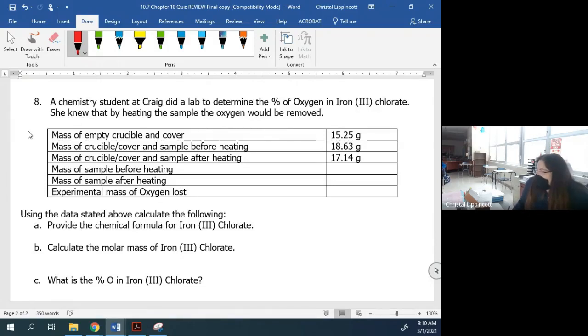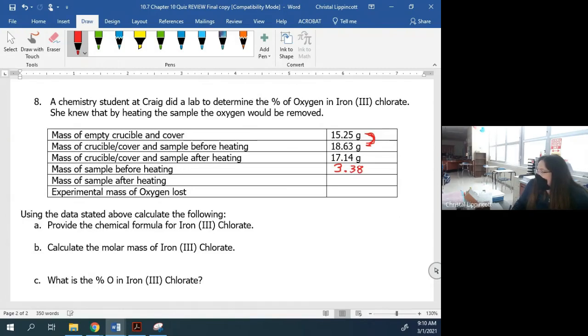We're determining the percent oxygen in iron 3 chlorate. So she knew that by heating the sample, the oxygen is removed. So here is the mass before heating, and here is our crucible amount. If I subtract this from this, that's going to give me my mass of the material before I heated it, which if I do that subtraction is 3.38.